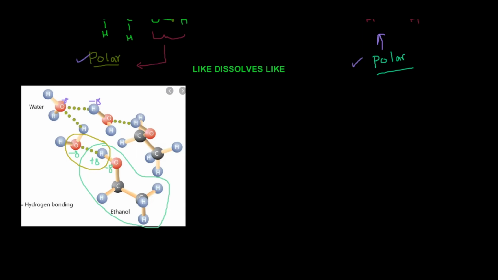So these dotted lines are actually the hydrogen bonding, and this is the reason why ethanol is soluble in water. Water is polar, ethanol is also a polar molecule. If they both are polar, and the principle says that like dissolves like, this is the main reason why ethanol is soluble in water.